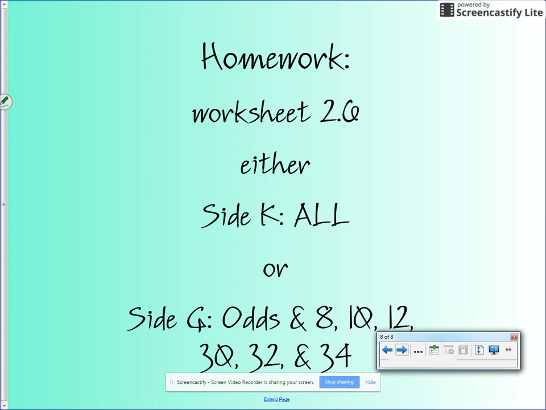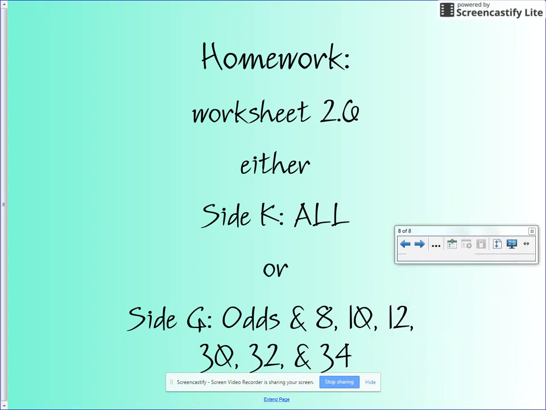Your homework now. You have two choices. You can work on either side of 2.6. No matter what, you still have to pick one side. You don't have to do both. If you're choosing side K, you're doing all of the questions. If you're picking side G, you are working on all of the odds. But then in addition to that, you are doing problems 8, 10, 12, 30, 32, and 34. So you can take your pick.